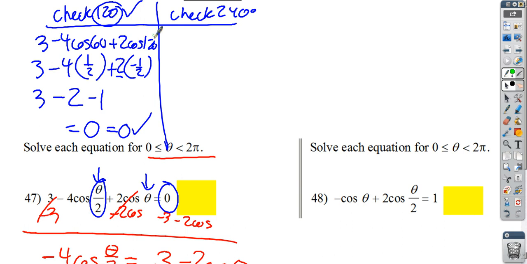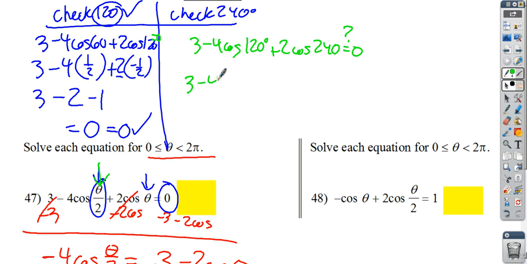So this is, I should have written equals 0 right here. So 3 minus 4 cosine, now we're plugging in 240 right here. So 240 over 2 is 120, plus 2 times cosine 240, that should equal 0. Question mark, because we're not sure yet.